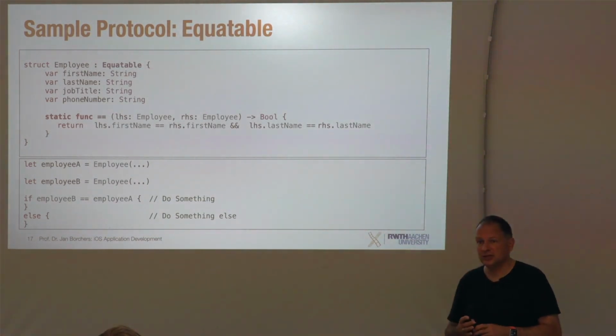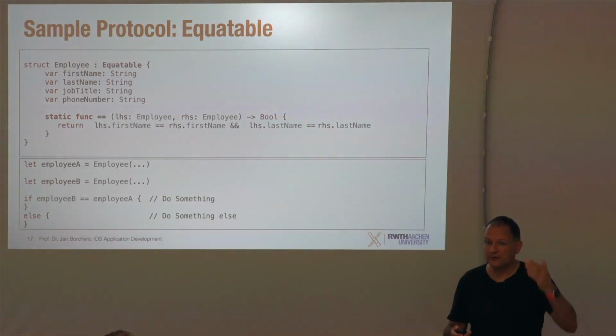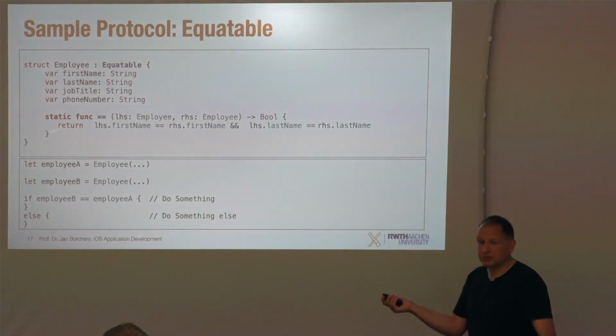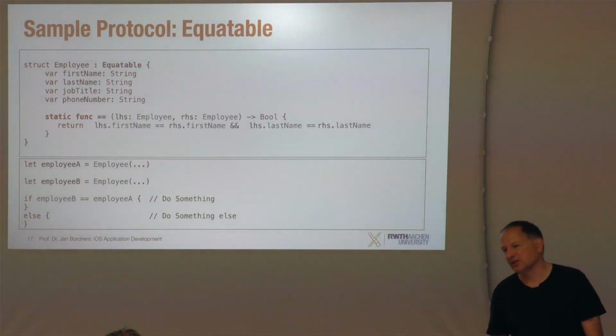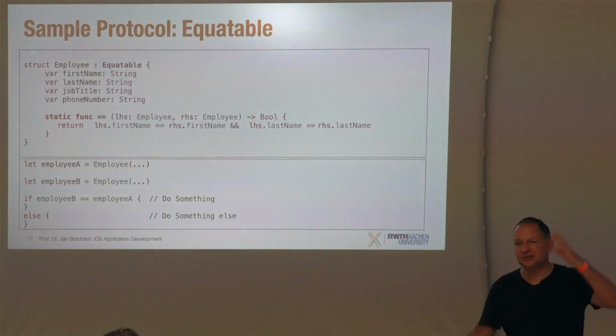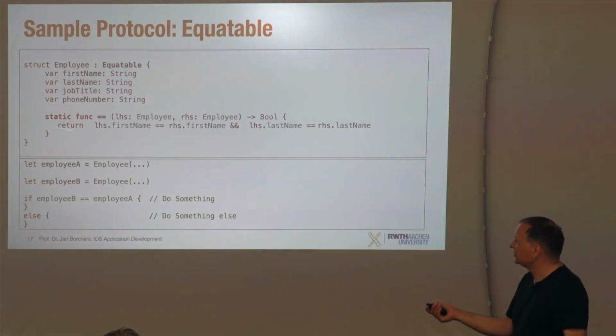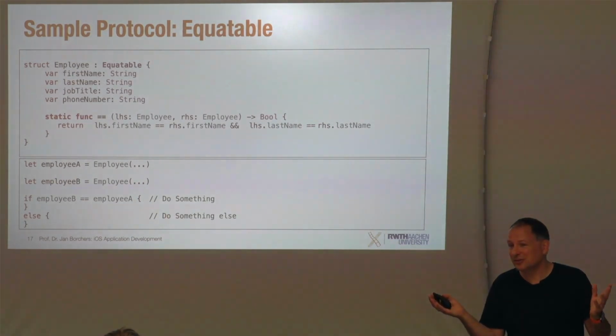So if that is the case, you're going to say, well, my equals should only return true if all the constituent properties here, all these properties, are the same. That sounds like a lot of work, right? You need to write a really long custom static function. Except, hey, this is Swift. You don't have to do that.